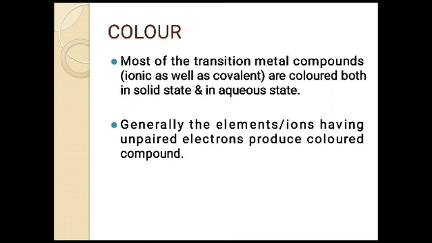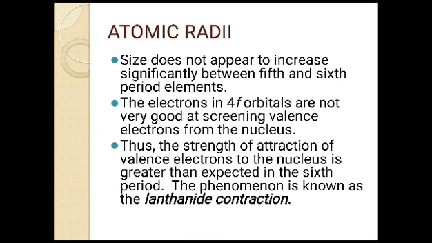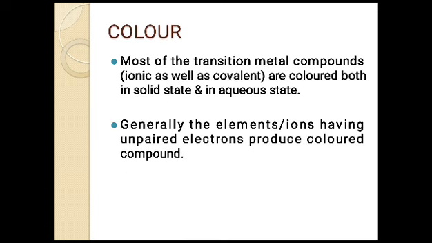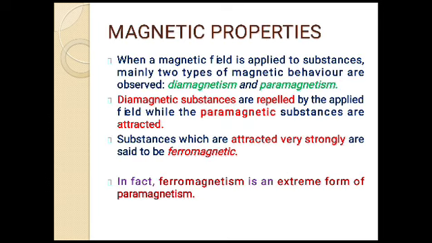Ionic color. Most of the transition elements are colored, both in the solid and in the aqueous state. Generally, elements or ions having unpaired electrons produce colored compounds.